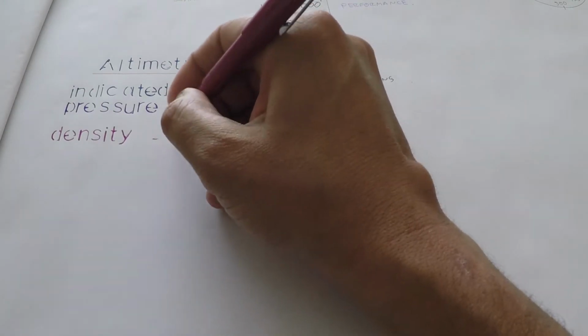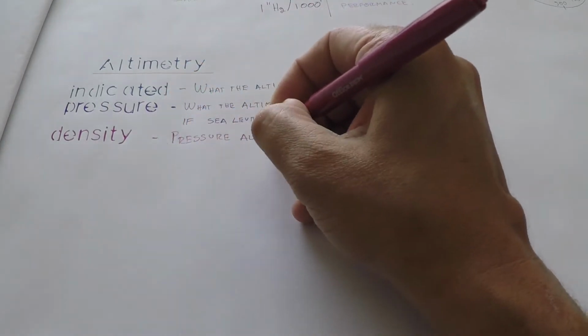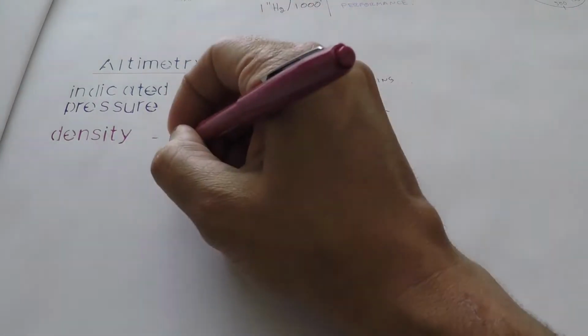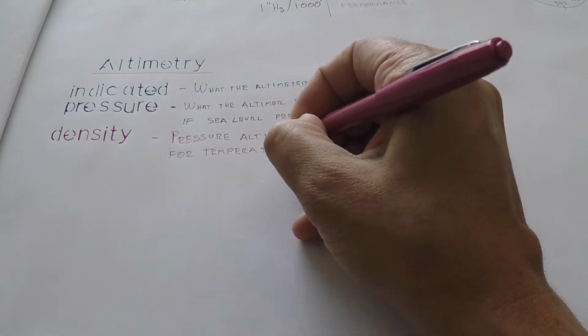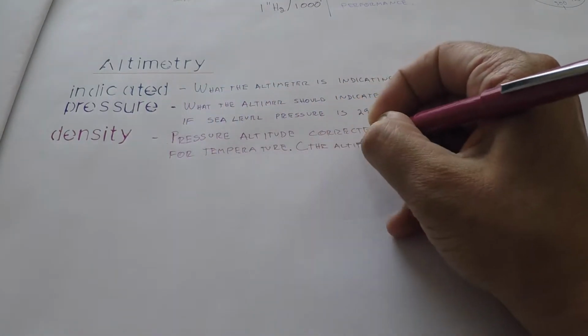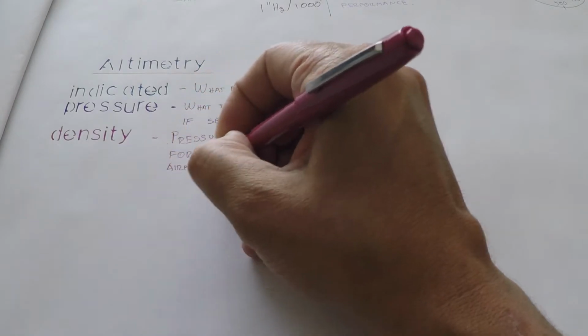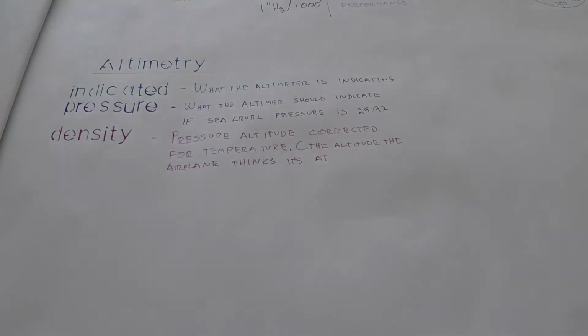Next one is density altitude. This is the pressure altitude corrected for the temperature. Remember that when you warm up air, it expands. So now we're taking into account that heat and the pressure to come up with another altitude.